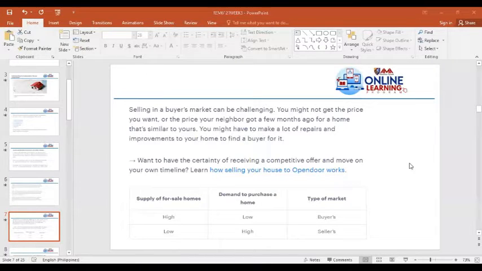Selling in a buyer's market can be challenging. You might not get the price you want, or the price your neighbor got a few months ago for a home that is similar to yours.